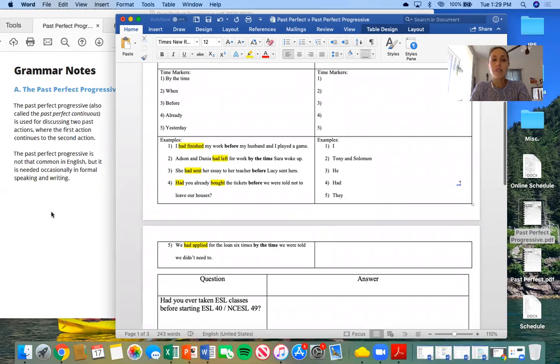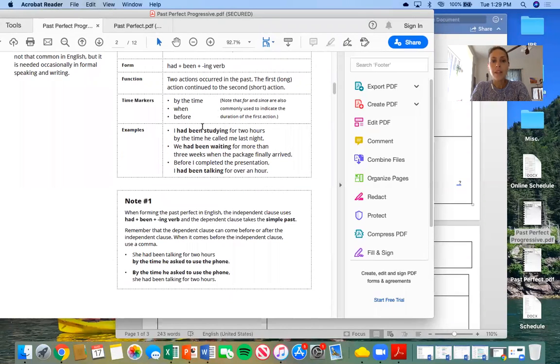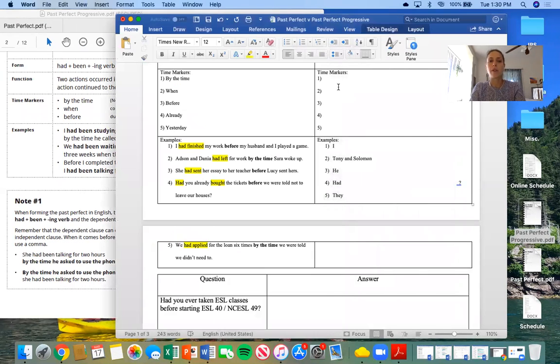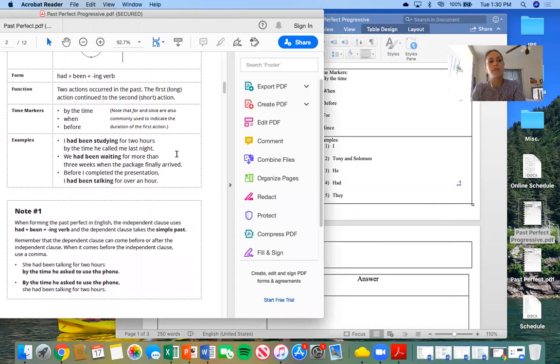Now what gets a little confusing here is that we have pretty much the same main time markers. By the time, when, and before. We can also use for and since. They're a little bit trickier, okay? But let's practice some examples.